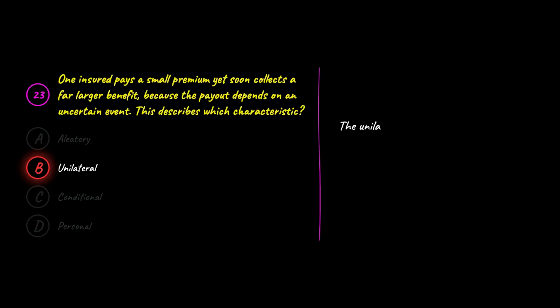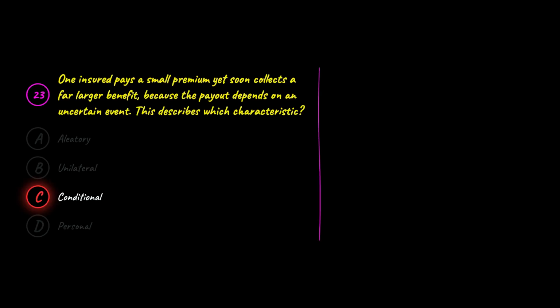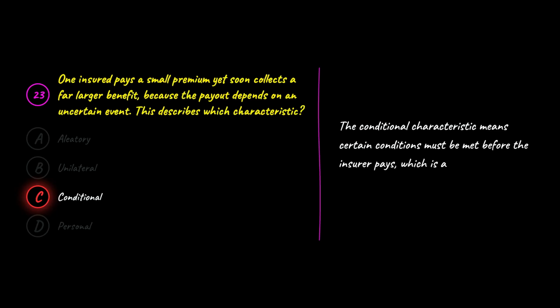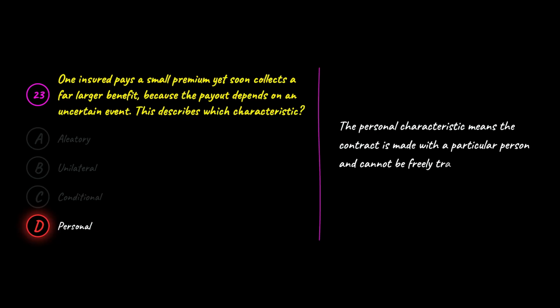B is wrong because the unilateral characteristic refers to only the insurer making an enforceable promise, not to the possibility that the dollar amounts exchanged are unequal. C is wrong because the conditional characteristic means certain conditions must be met before the insurer pays, which is a different feature from the lopsided value exchange. D is wrong because the personal characteristic means the contract is made with a particular person and cannot be freely transferred, unrelated to unequal values.